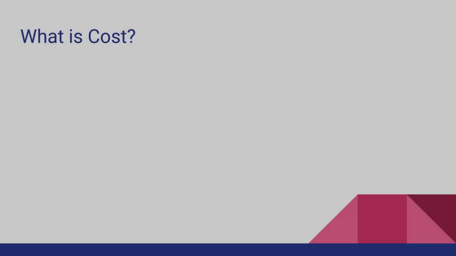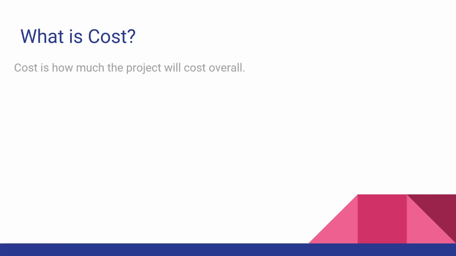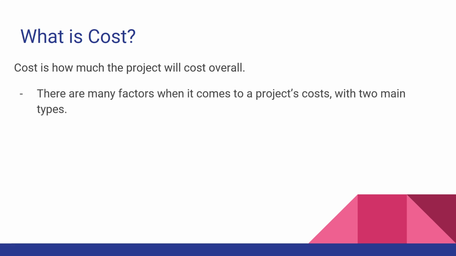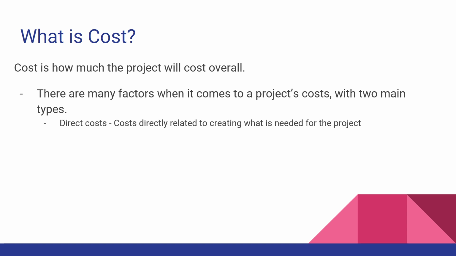The last constraint is cost. What is cost? Cost is how much a project will cost overall. There are many factors when it comes to a project cost, with 2 major types. The first type is direct costs. Direct costs are directly related to creating what is needed for the project. Some examples include the cost of paying employees and the cost of any hardware and software.